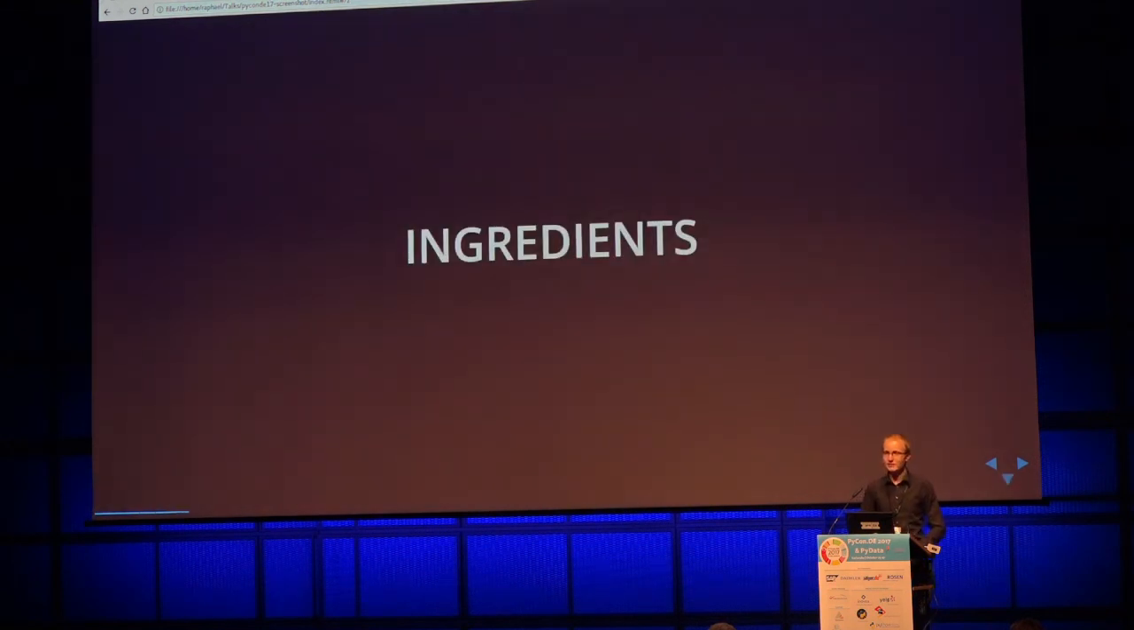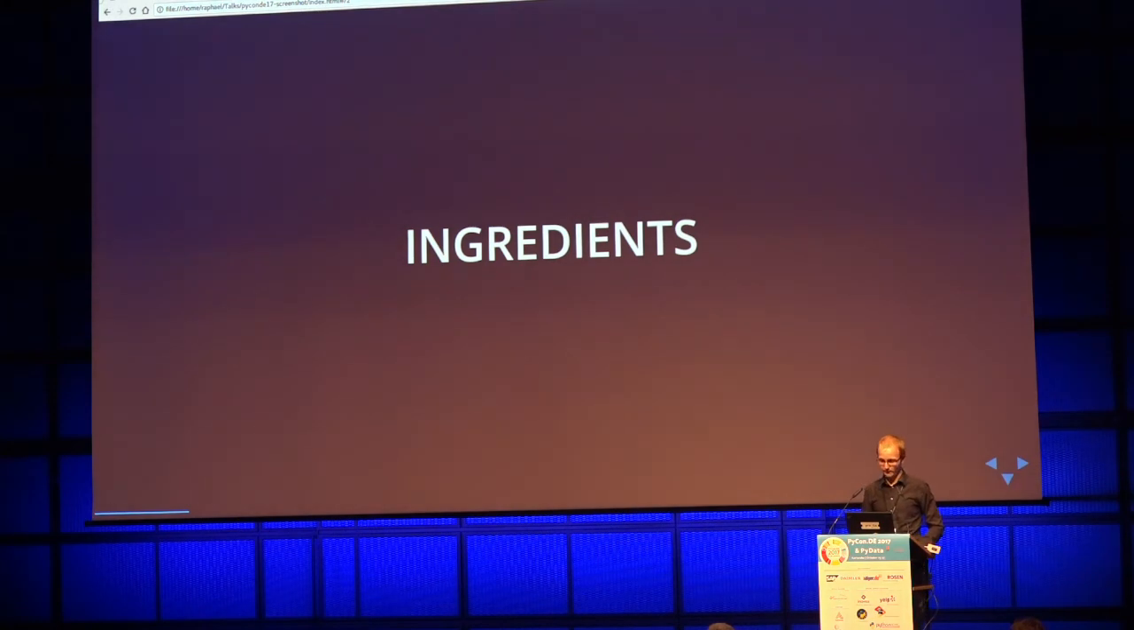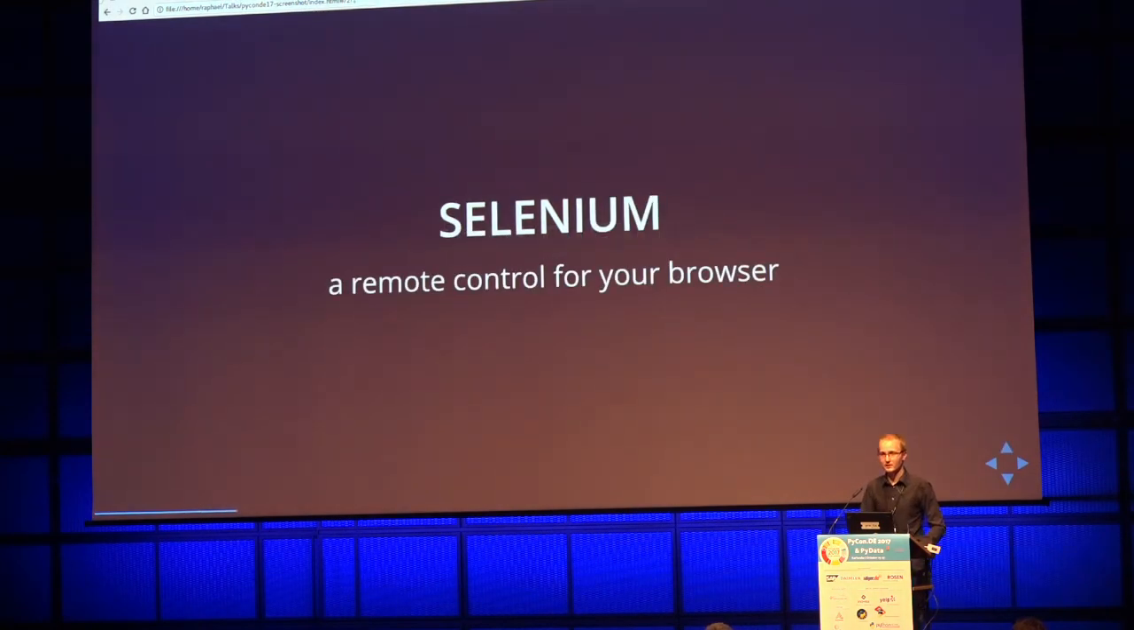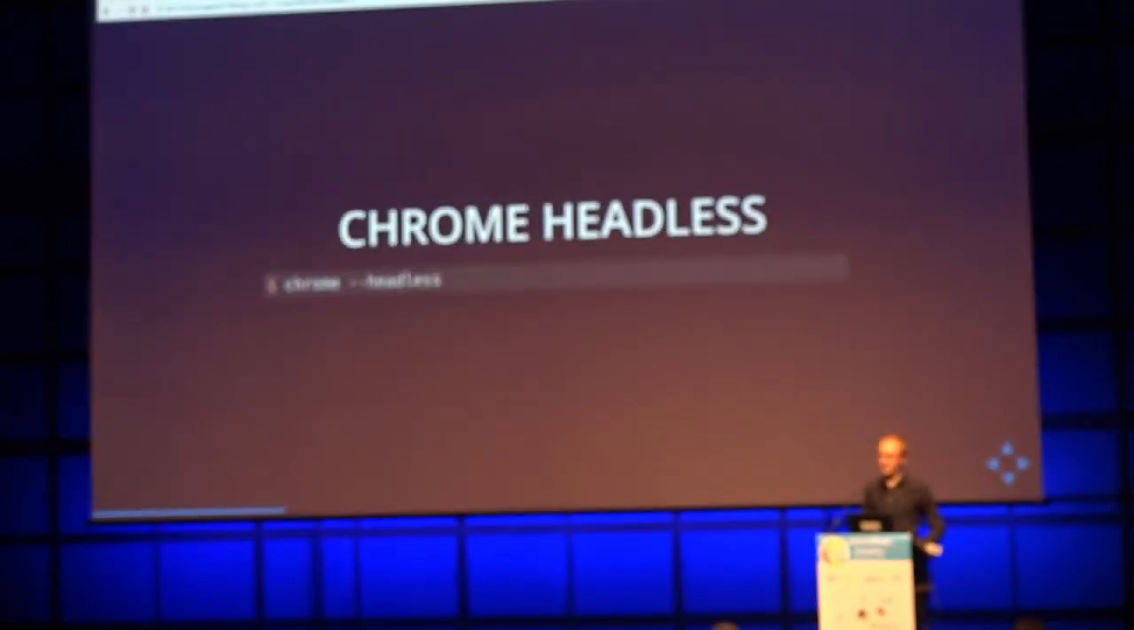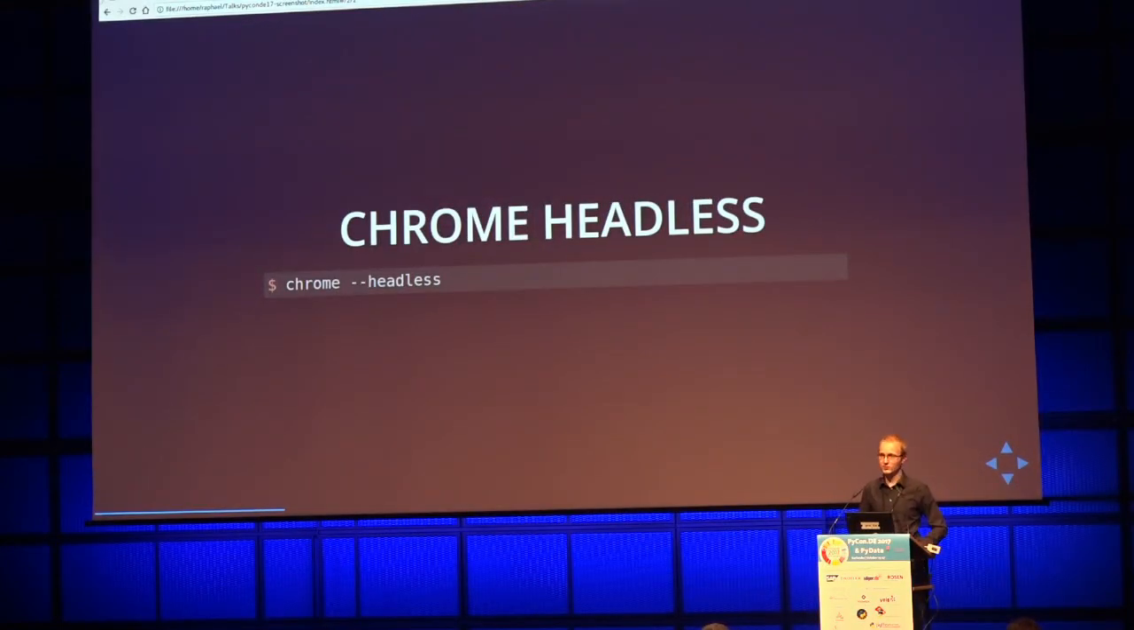And the ingredients that I use for this are the following. First, Selenium. You might know Selenium from testing. Selenium is a way to instrument your browser to do things. You can just say Selenium here, browser, click there, click on this object, find this object, scroll there. And I run Selenium to instrument the newly released Chrome Headless, which is Chrome with all its features, but running without you needing a screen for it.